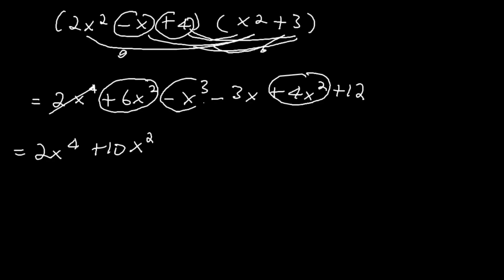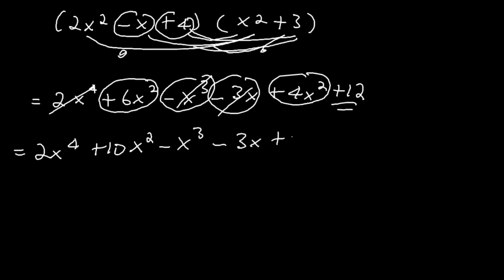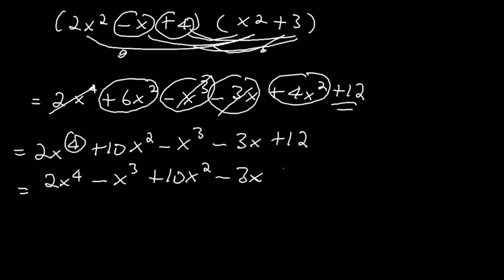Now what about x to the third power? We don't have any like terms, so let me rewrite it over here. And for this one, we also don't have any like terms, so let's rewrite it over here as well as the constant. Now let me simply arrange this from the highest power to the lowest power. So we will have 2x to the fourth, negative x to the third power plus 10x to the second power minus 3x plus 12. So this way it is arranged from highest power to lowest power.